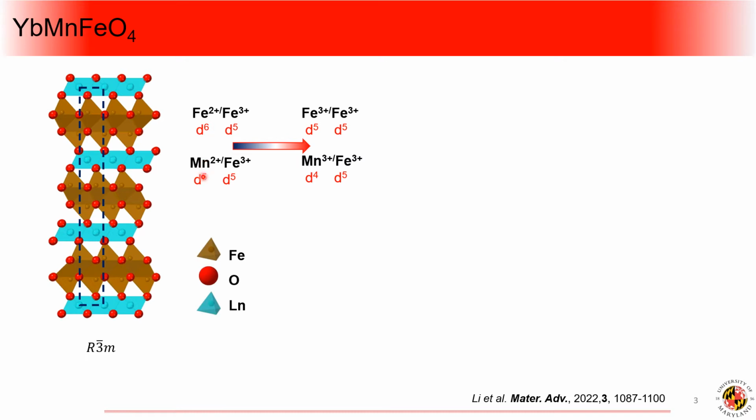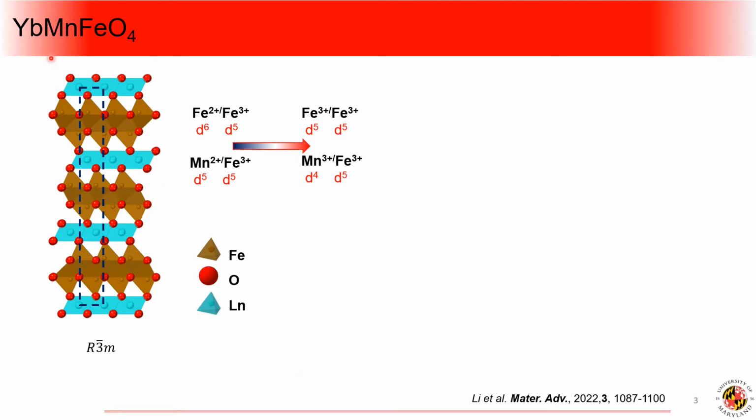If we replace the iron 2+ with manganese 2+, the manganese initially is in a d5 state. After the oxidation, it becomes manganese 3+. So the transition is from d5 to d4. As you can see here, if we do the substitution, the electron configuration transition will be totally reversed from the original unsubstituted variant. And we want to check how that influences the structure behavior of this type of material.